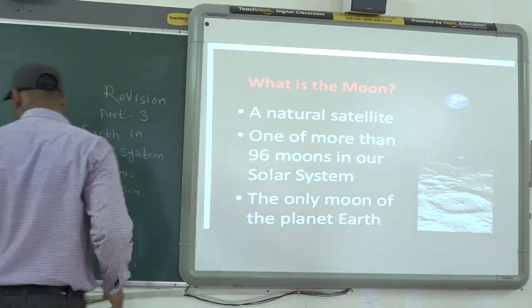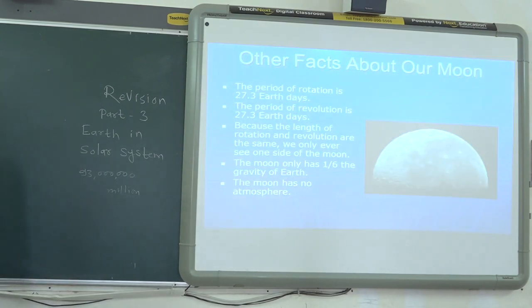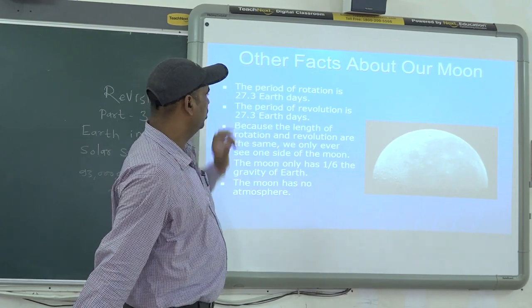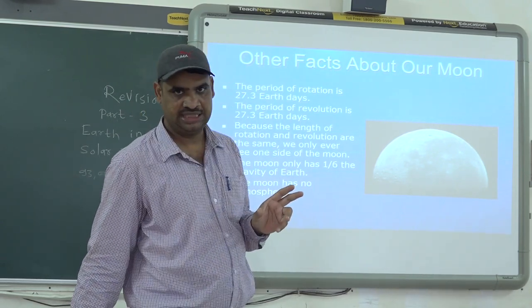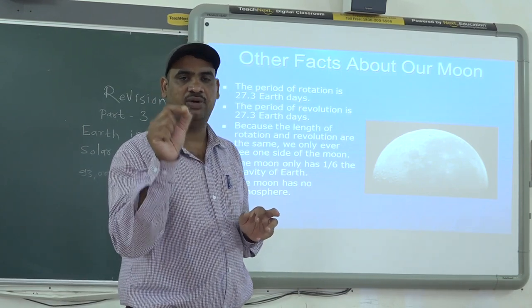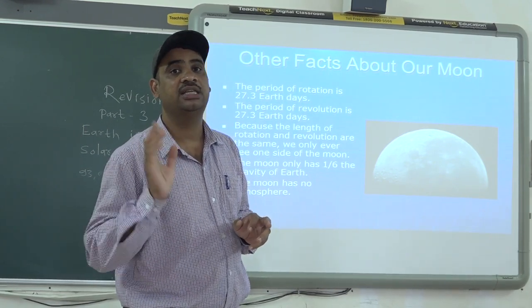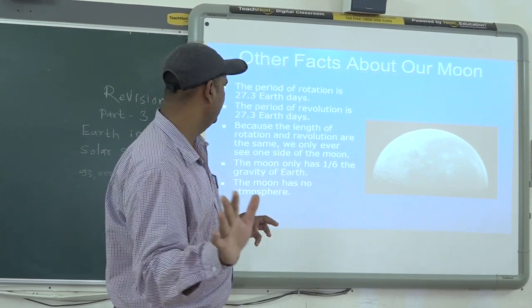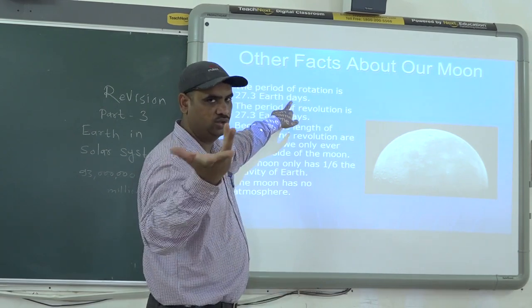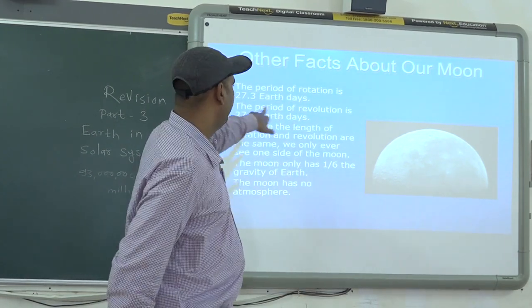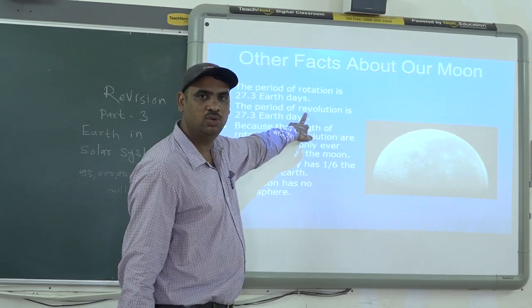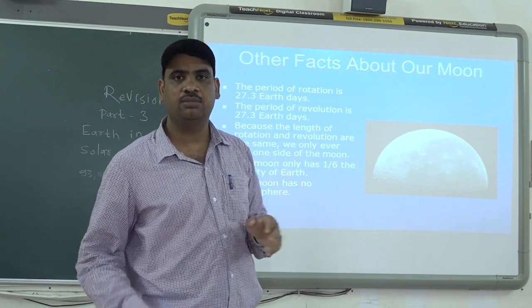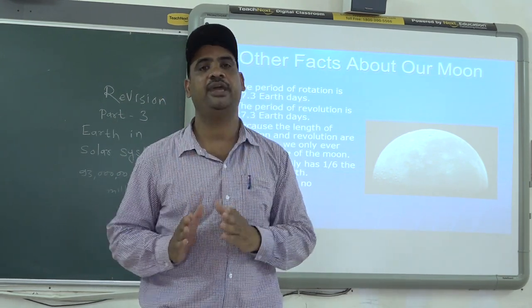So these are overview facts about the moon. The period of rotation of the moon is 27.3 Earth days. You know that Earth's is 24 hours. And the revolution time of the moon is also the same. The moon's revolution and rotation time is the same.